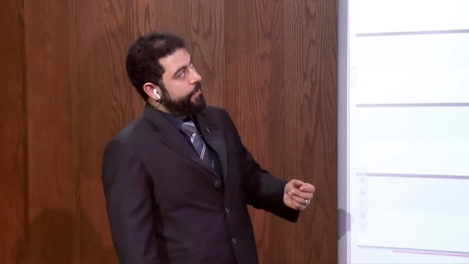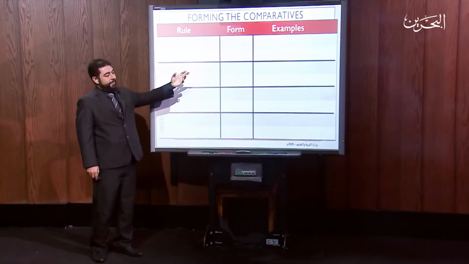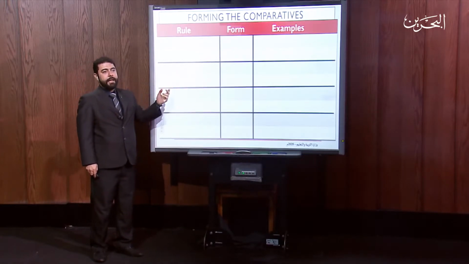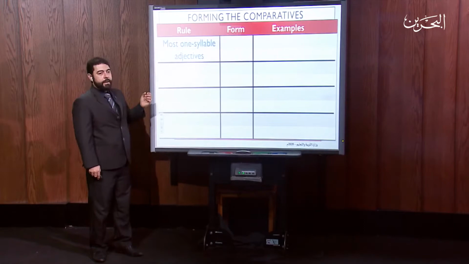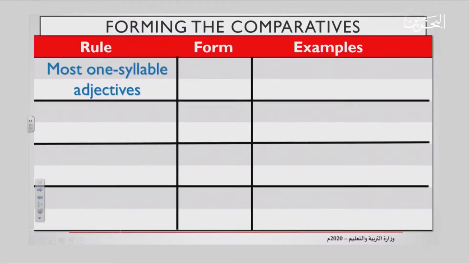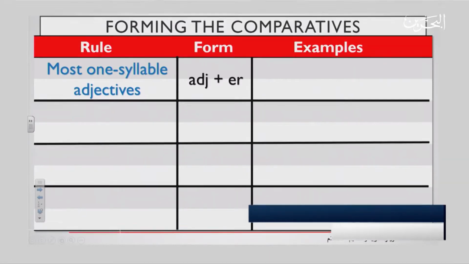All right, now we come to form and the comparatives. We have rule, form, examples. Let's take a look at the first rule. We have most one-syllable adjectives. What do you do with that? You add the adjective plus er.